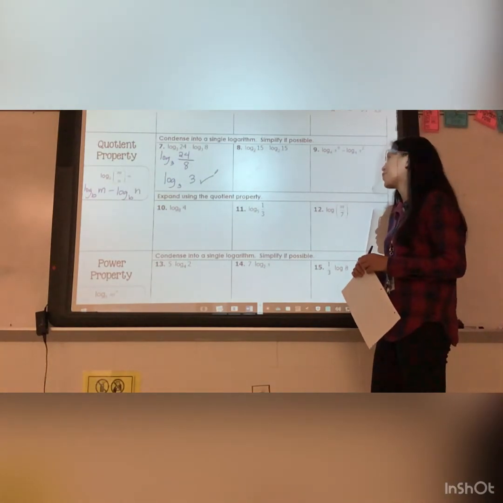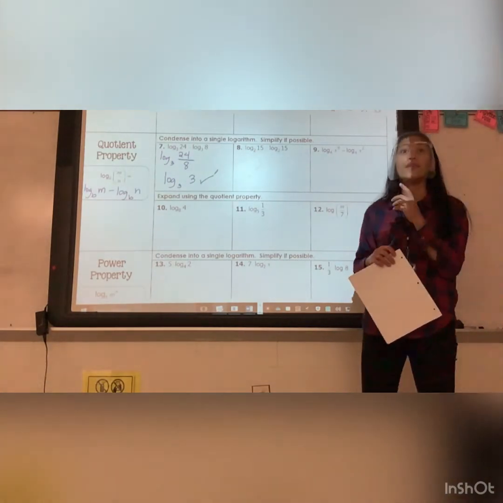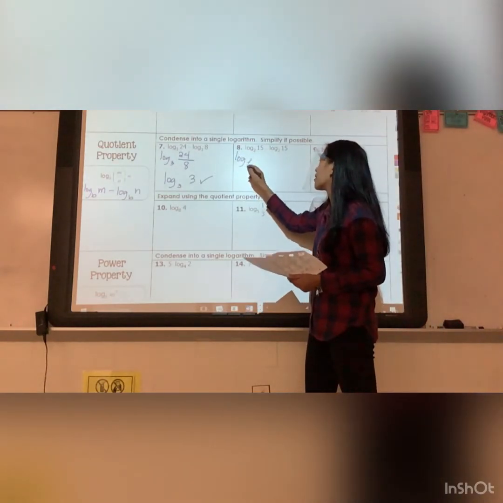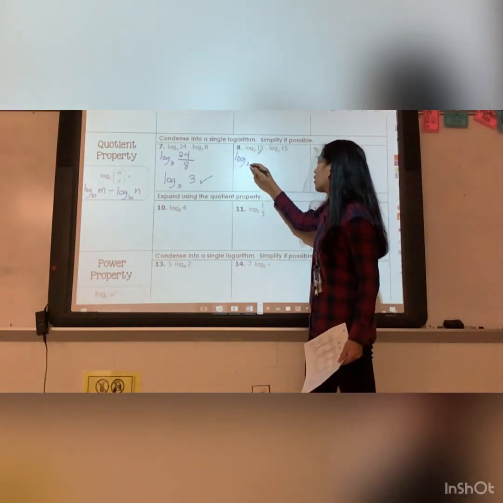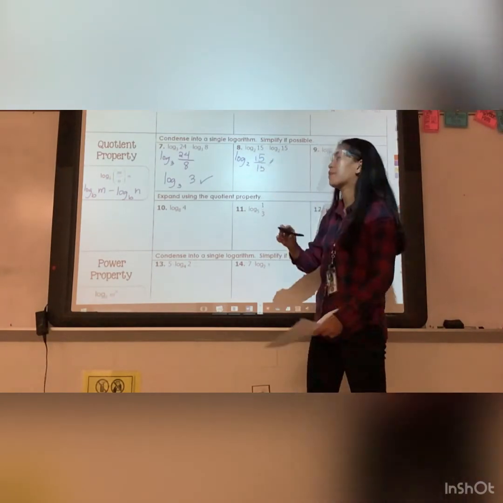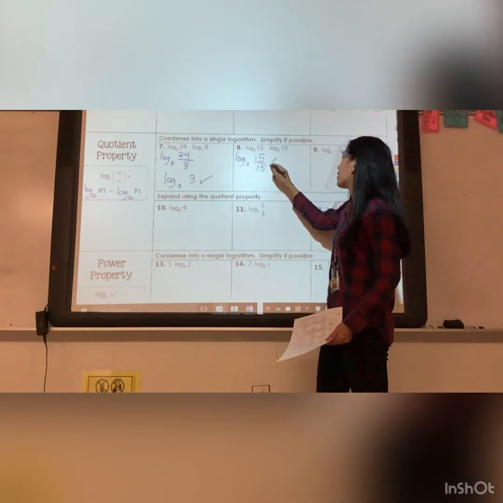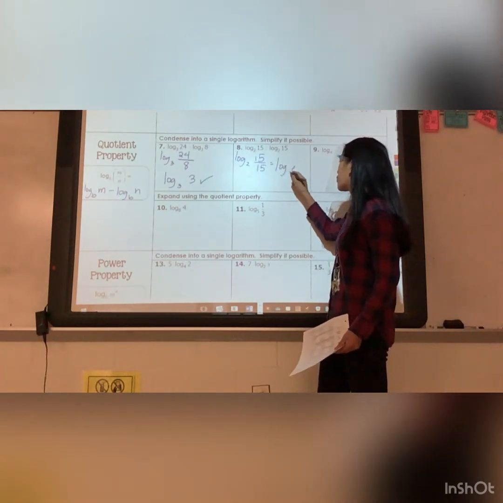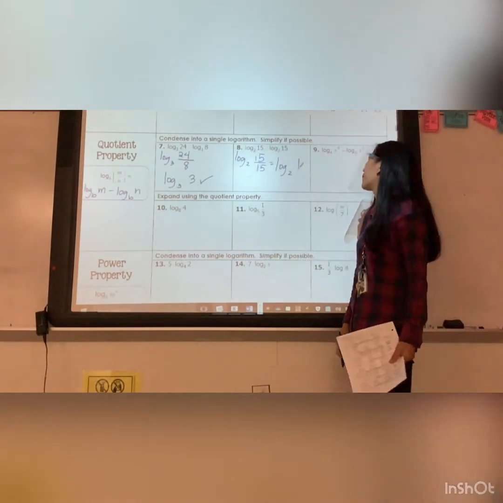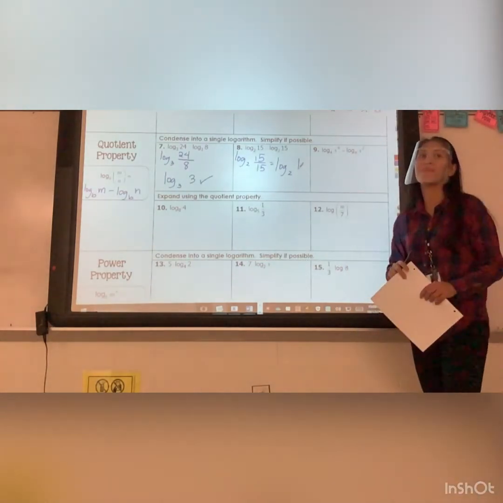Log base 2 of 15, divided by 15. So it will be log base 2 of 15 divided by 15. The answer will be log base 2 of 1. That's it.